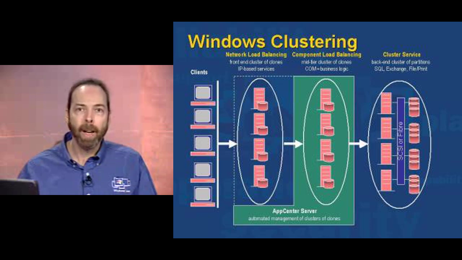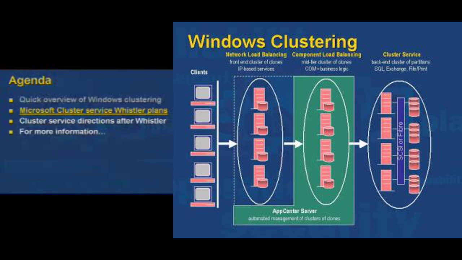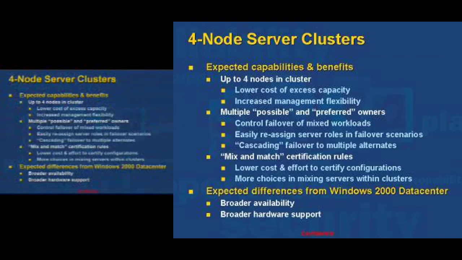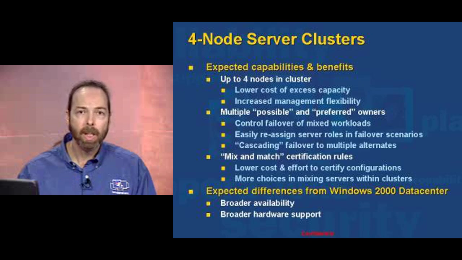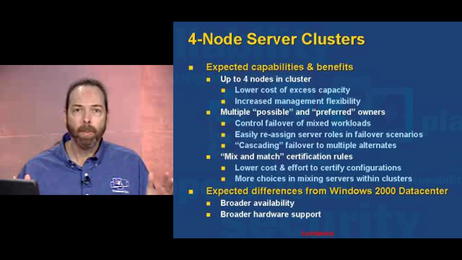But now let's talk about just that back-end cluster service and what's going to happen to cluster service in the Whistler time frame. Well, the most important feature is that the maximum size of a cluster will go from 2 servers, that is a pack of 2 servers, to 4 servers, a pack with 4 servers.